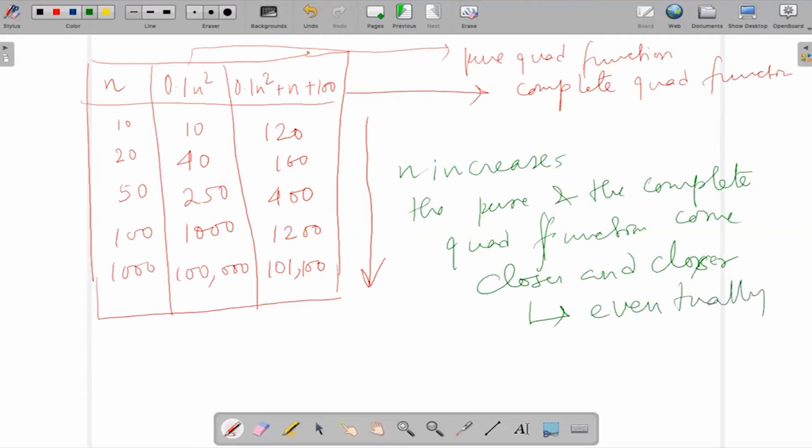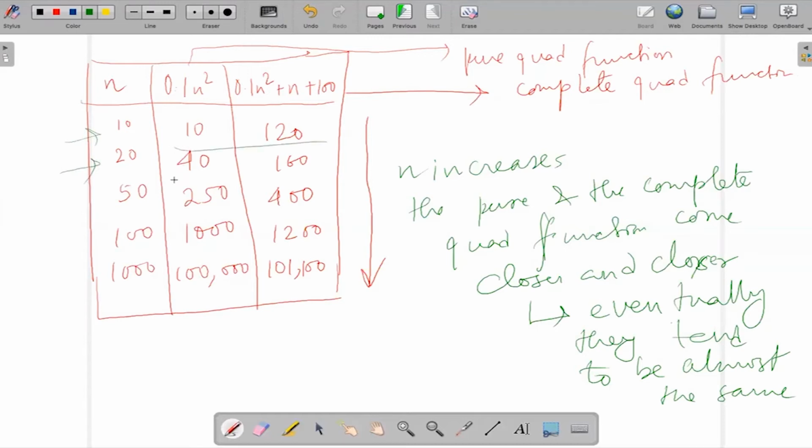So eventually they tend to be almost the same. So while initially with the value of n there was a substantial difference between the pure and the complete quadratic functions, as soon as we started increasing the value of n, the difference between the pure and the complete quadratic function started diminishing. This is what we meant by the eventual behavior that I was talking about.